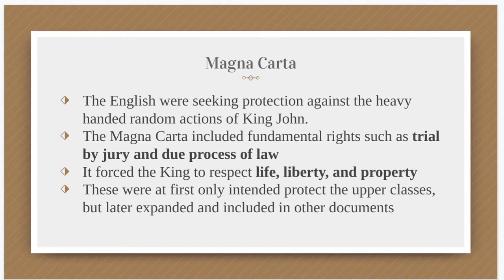The Magna Carta included fundamental rights like trial by jury and due process of law. Due process of law is basically fair treatment through our normal judicial system, and these rights show up in the first 10 amendments to the U.S. Constitution. These protections against the absolute power of the king were originally intended only for the privileged few, but we did find over time that they were included in other English documents.